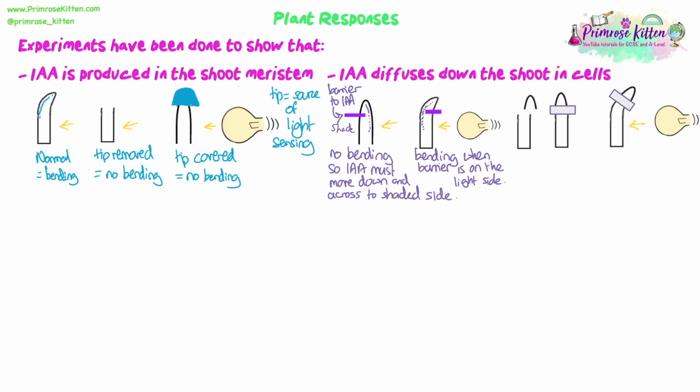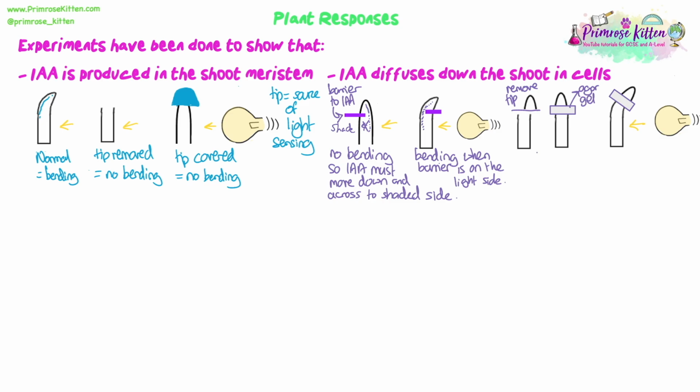And equally, you can show that it has to be able to diffuse by putting in an even barrier, across the whole tip, but made of agar gel. The same thing we use in gel electrophoresis, and the same thing you use when you grow microorganisms on a plate. So bending still occurs when you have a substance like agar that the IAA can diffuse through.